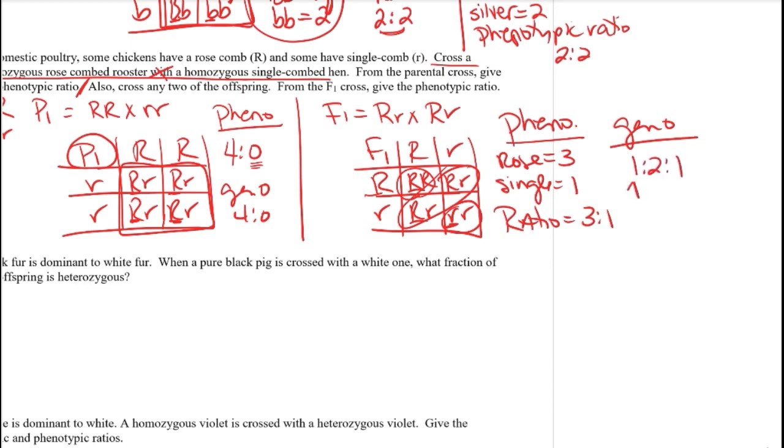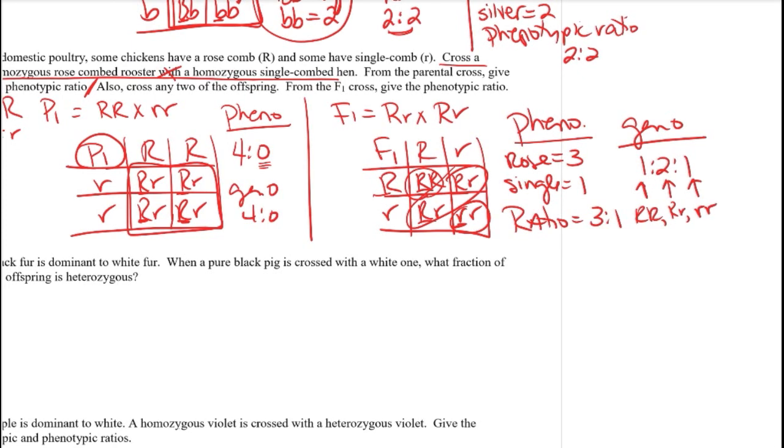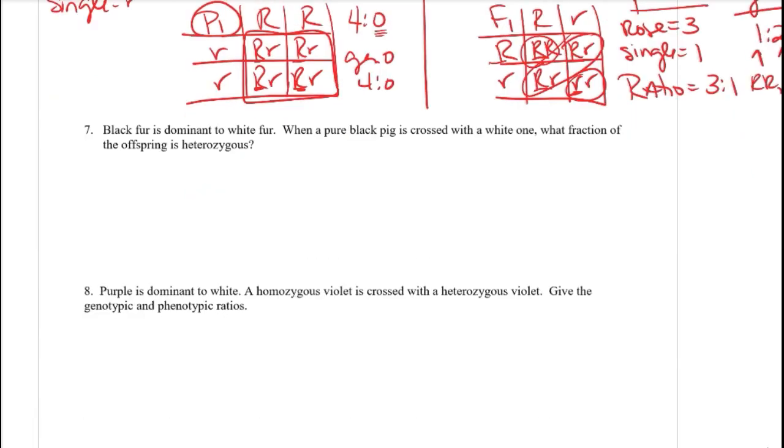So I have 1 that's homozygous dominant. I will have 2 that's heterozygous. And then I will have 1 that's homozygous recessive. And that's why it's written 1 to 1. So it's always homozygous dominant if it's available, and then it'll go down to heterozygous, and then lastly would be homozygous recessive. Now, number 7.